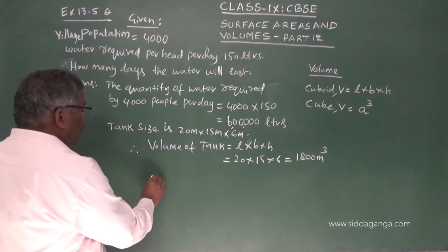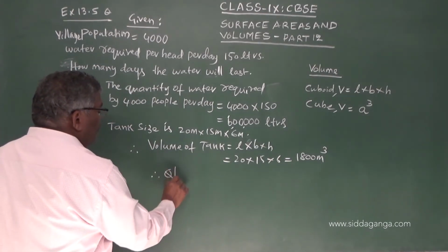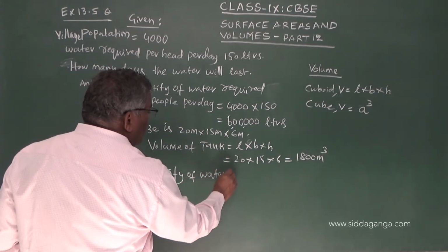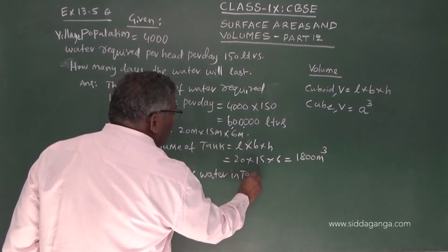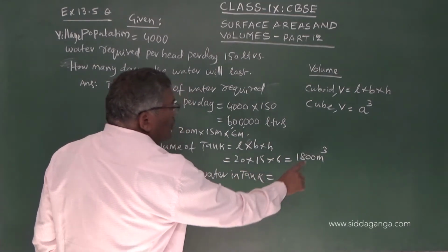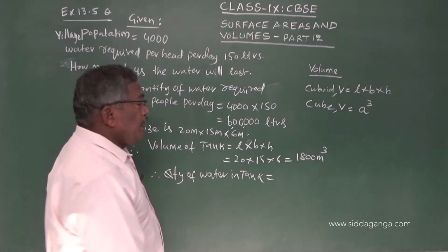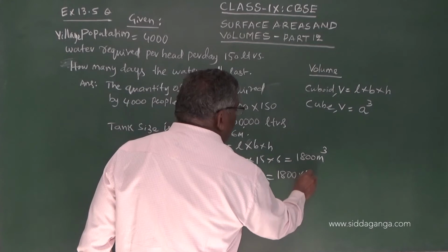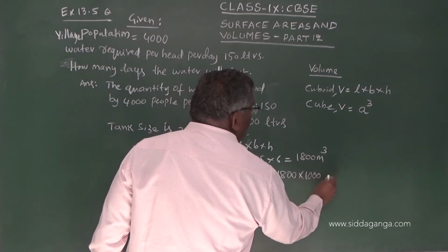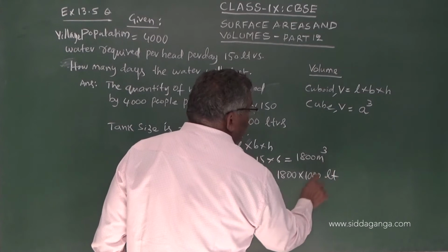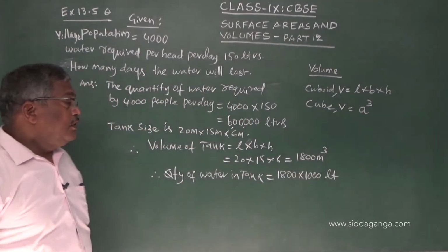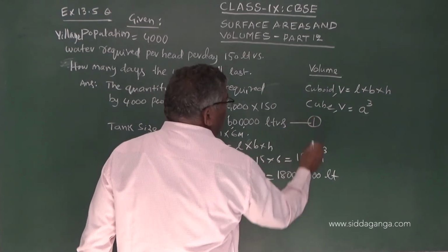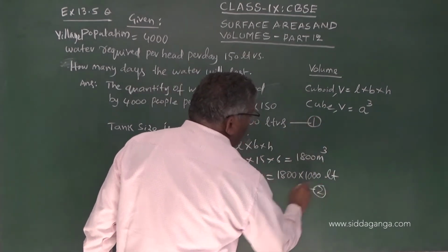Therefore quantity of water in the tank equals, see, 1 meter cube is 1,000 liters, therefore we will get 1,800 into 1,000 liters, because 1 meter cube is 1,000 liters. So this is the requirement per day, this is total available.